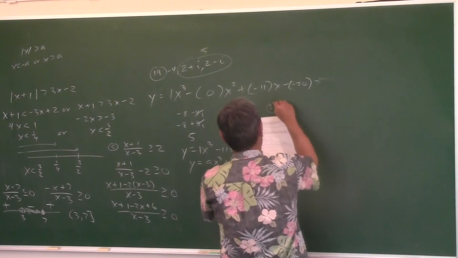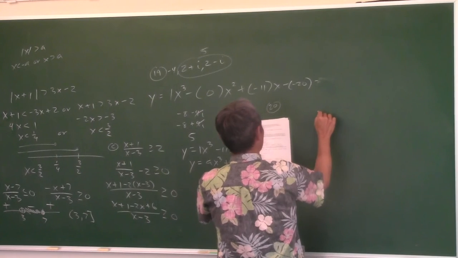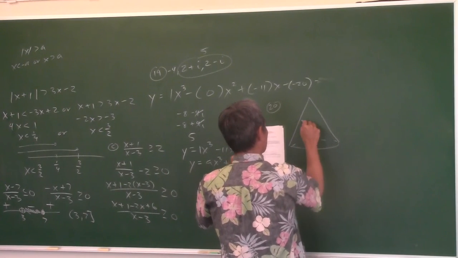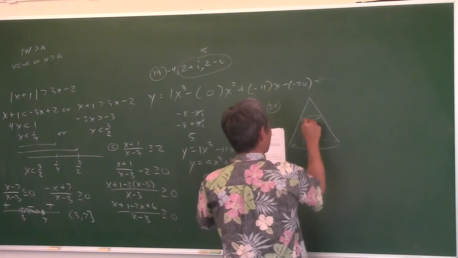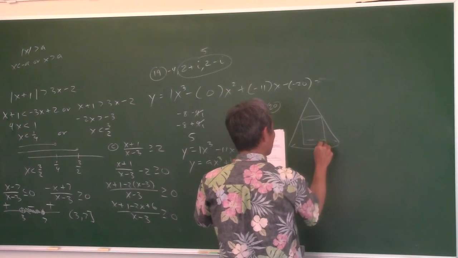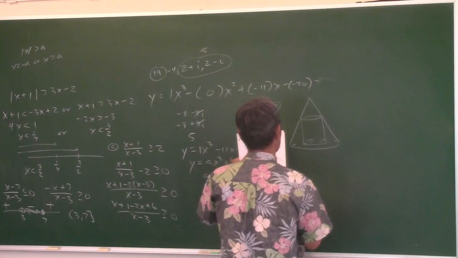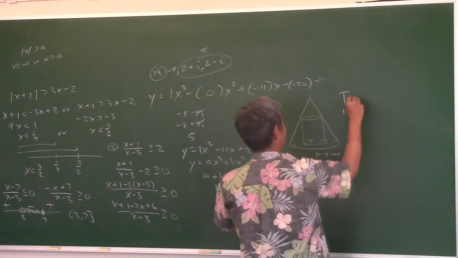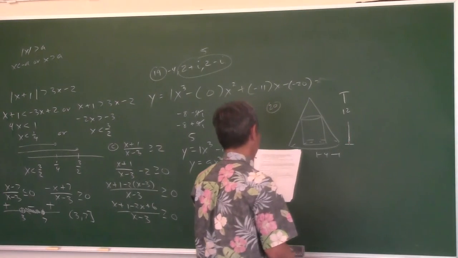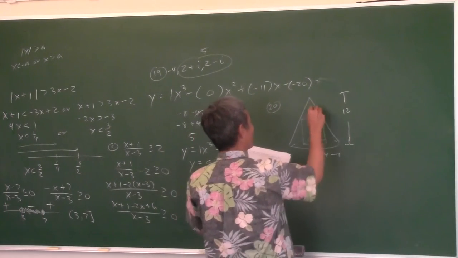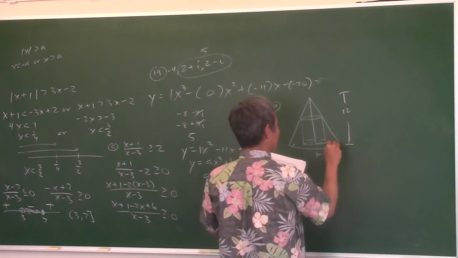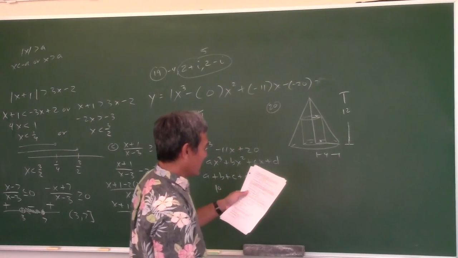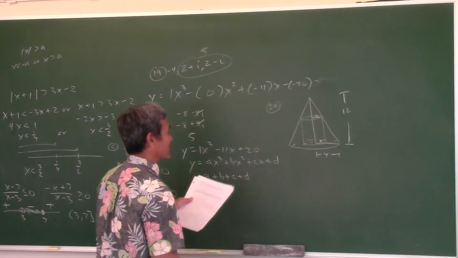Number 20. A right circular cylinder is inscribed in a right circular cone. Maybe if I gave you the picture, it would be a lot simpler. Okay? So radii 4 and 12. What if I gave you this picture? Would it be easier to do the problem? x represents the radius of the cylinder. So this is x, and that's x as well. Write the volume of the cylinder as a function of x.